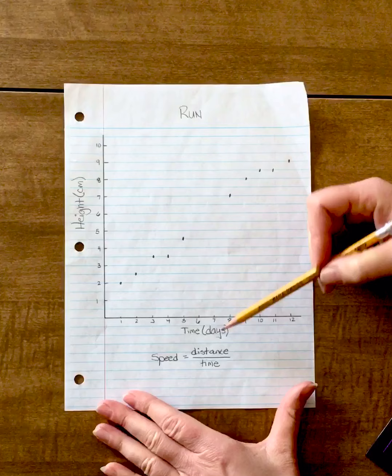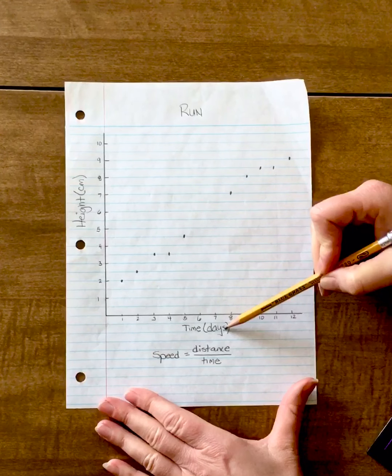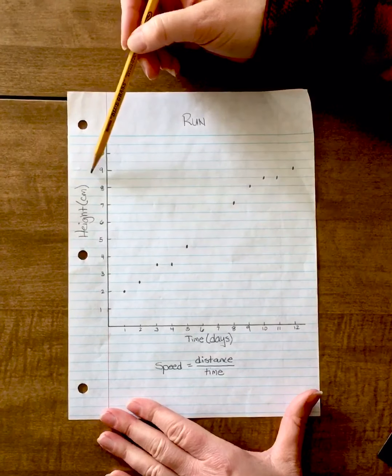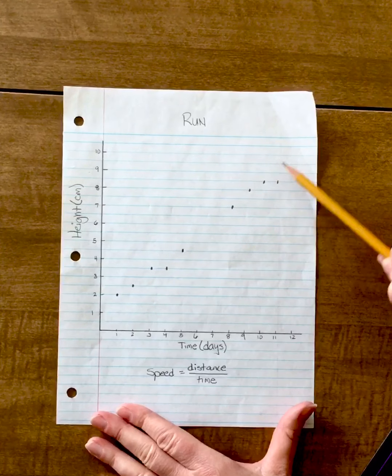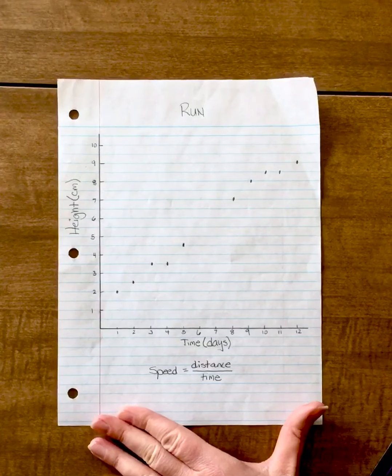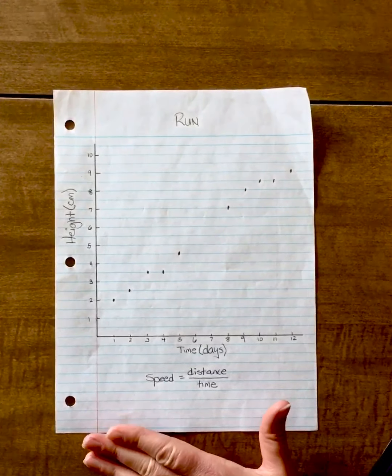Using the data that I provided for the seedling growth, you should have come up with a graph that looks something like this. Your time is on your x-axis and your height or distance would be on the y-axis. If you notice, the data points that they gave us were a little all over the place. So we need to do something a little different than just connect each line. We want to do a line that's called the best fit line.